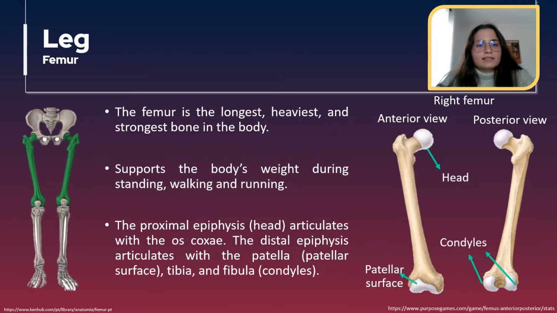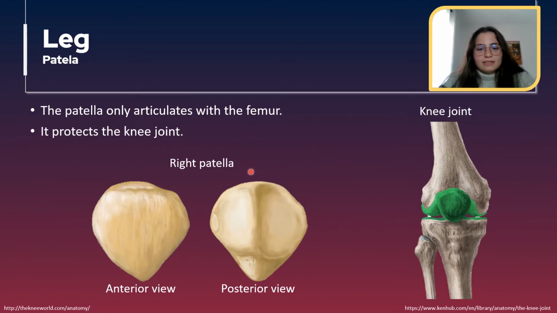In the leg, we find several bones. The femur is the longest, heaviest, and strongest bone in the human body, and it supports the body's weight during standing, walking, and running. In this image here, you can see its location in the leg. So the femur articulates with the hip bones by the head, and then there's the patellar surface in here, which is where the patella articulates, and the condyles that articulate with the tibia. And the patella is this little bone in here that only articulates with the femur, as you can see in this image here, and it protects the knee joint.